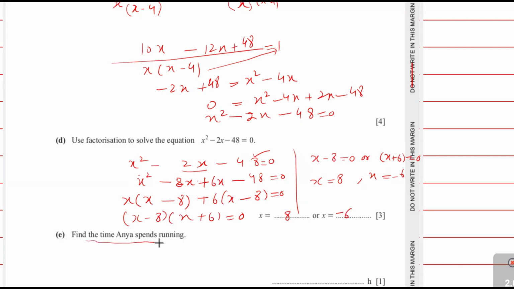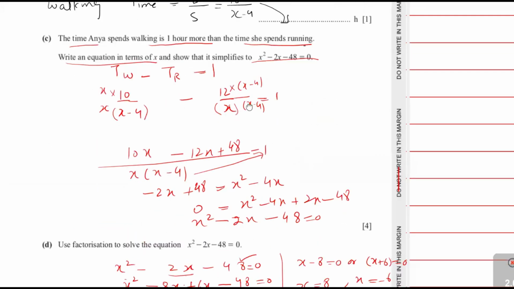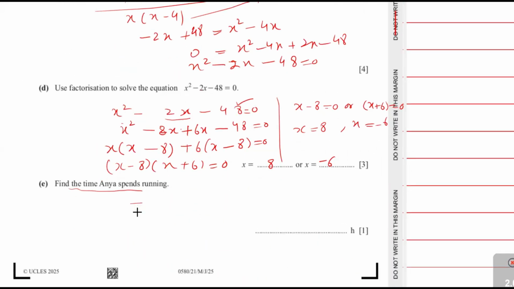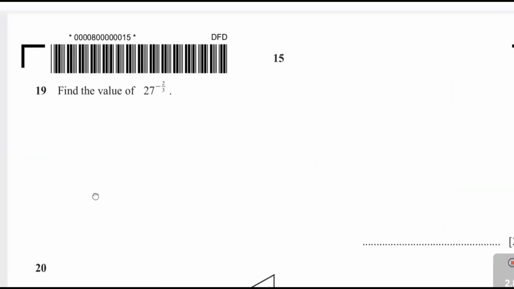Here find the time Naya spent running. Look here, the time for running is 12 over x. Here x has two values, 8 and minus 6, but minus 6 is negative, so we will ignore it. We can write 12 over 8, and 4 times 3 is 12, 4 times 2 is 8, so this equals 1.5 hours. This is the answer.